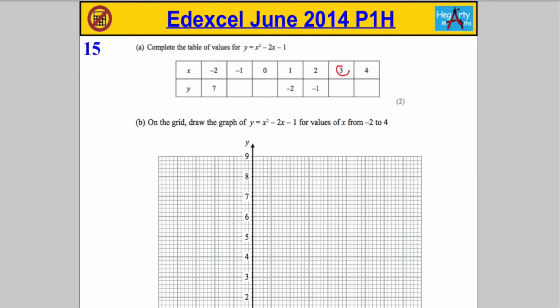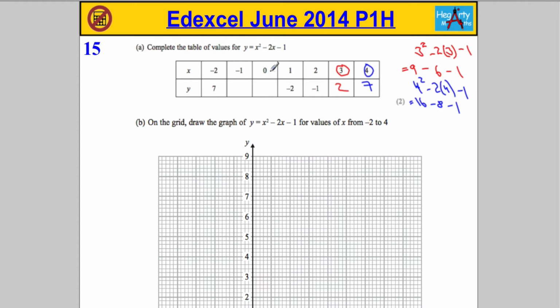I'm going to start by substituting 3 in for the x. So that gives us 3 squared minus 2 lots of 3 minus 1. Tidying that up, we're going to get 9 minus 6 minus 1. 9 minus 6 is 3. 3 take away 1 is 2. We're going to do the same for the 4 here. So we're going to do 4 squared minus 2 lots of 4 minus 1, which is going to be 16 minus 8 minus 1. 16 take away 8 is 8. 8 take away 1 is 7.